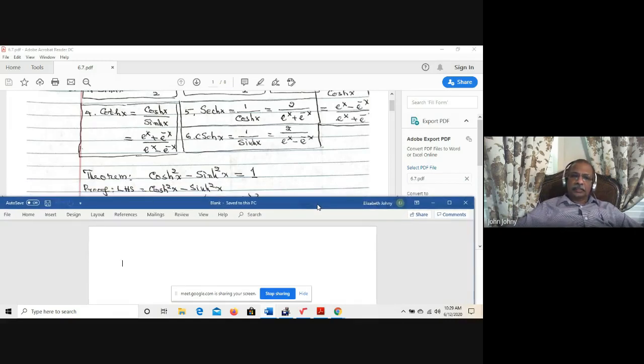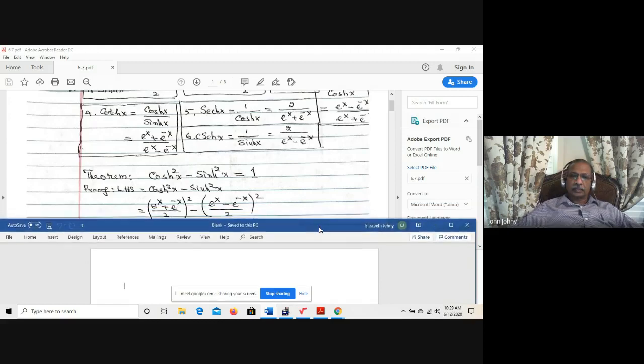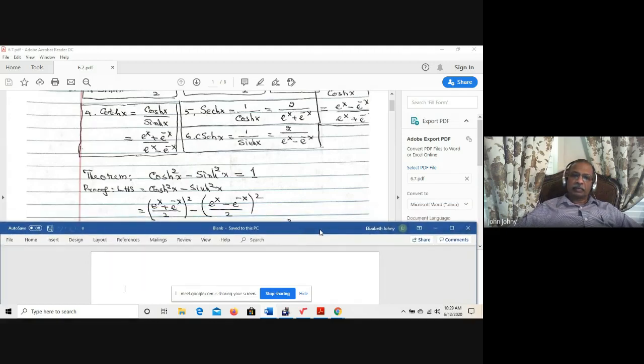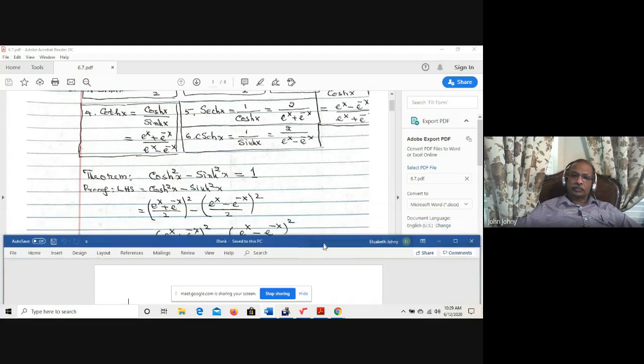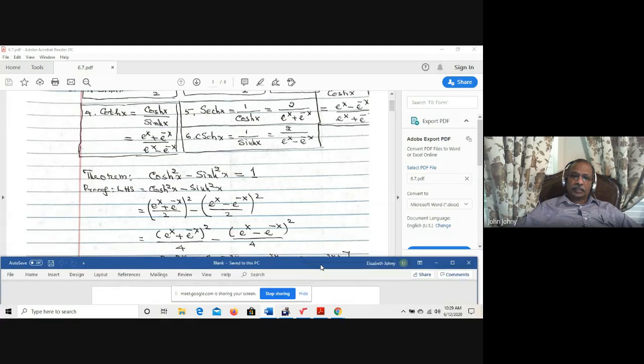The left hand side is cosh square x minus sinh square x, and that is (e to the x plus e to the minus x) divided by 2, the whole square, minus (e to the x minus e to the negative x) the whole square divided by 2. That is (e to the x plus e to the negative x) the whole square divided by 4, since 2 square is 4, minus (e to the x minus e to the negative x) the whole square divided by 4.